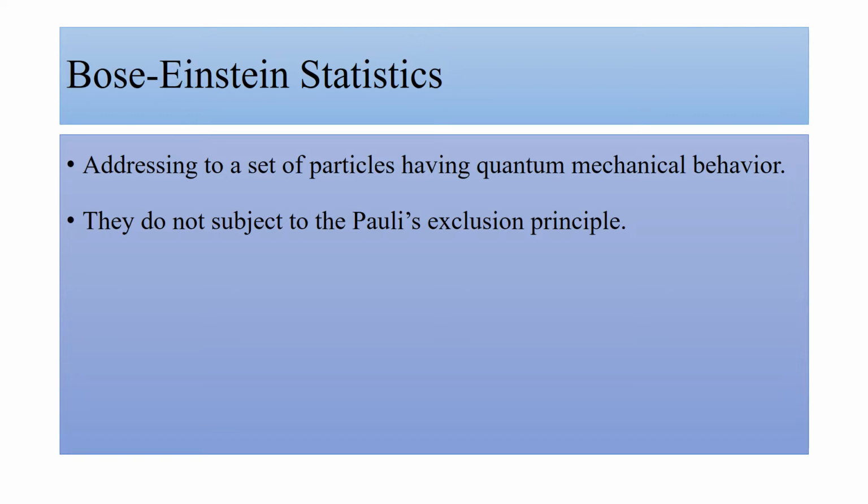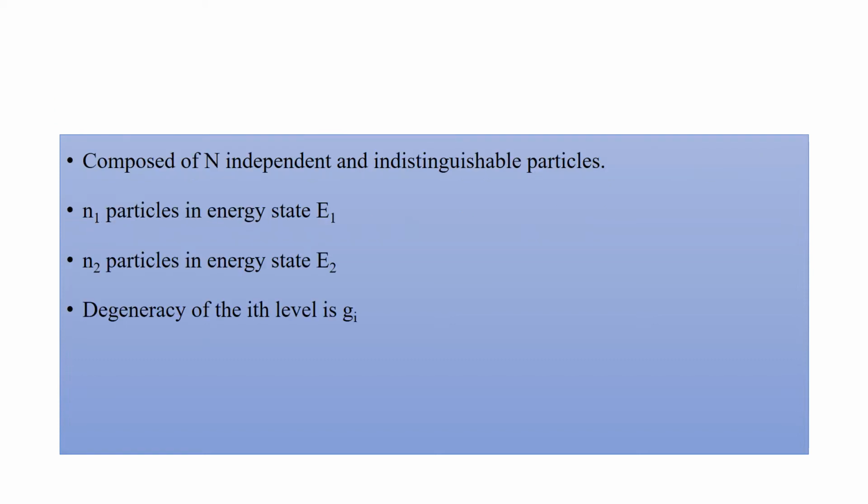Bose Einstein statistics. Bose Einstein statistics refers to a set of particles having quantum mechanical behavior. They do not obey Pauli's exclusion principle. In Bose Einstein distribution law, Bose Einstein system is composed of n independent and indistinguishable particles. Consider n indistinguishable particles that constitute the system.